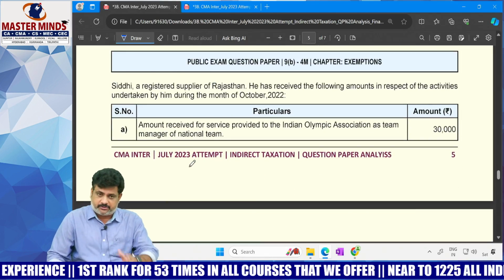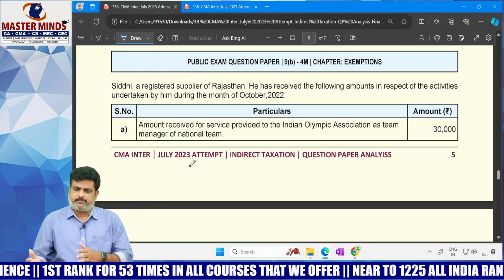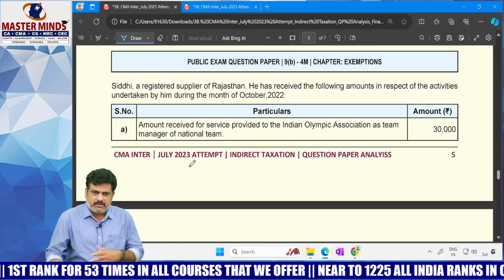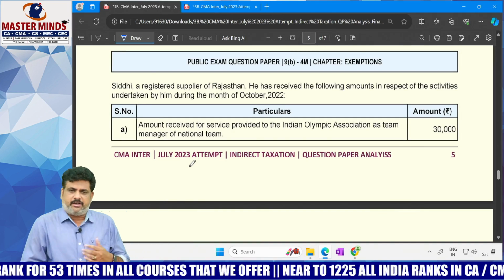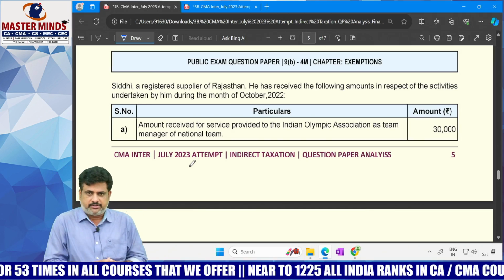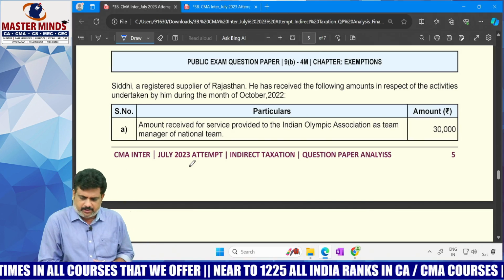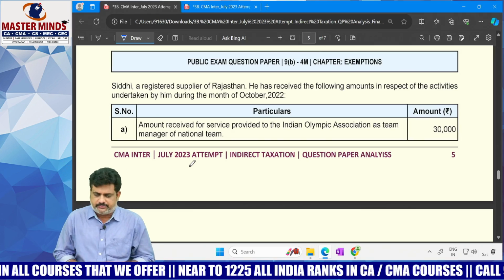Already told you 3 steps. Step 1, computation of output tax payable. Step 2, ITC. And step 3, the net amount needed to be paid in cash. So this is 9B, 4 marks, chapter exemptions.